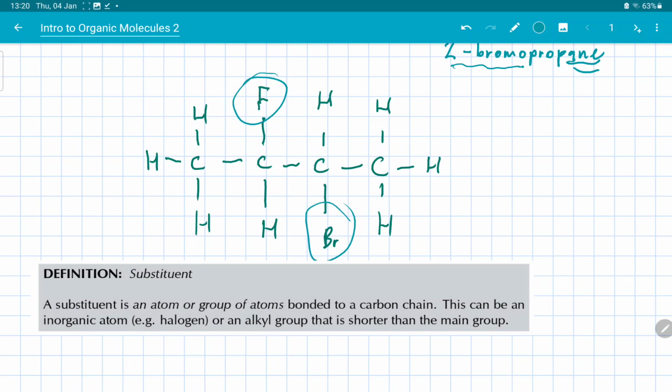A substituent is an atom or group of atoms bonded to a carbon chain. So it's a group of atoms, in this case the Z group, bonded to a carbon chain. This can be an inorganic atom, like a halogen. It does not necessarily have to be an organic one, or an alkyl group. Remember, the alkyl group we'll talk about tomorrow, I just want to focus on that particular group then.